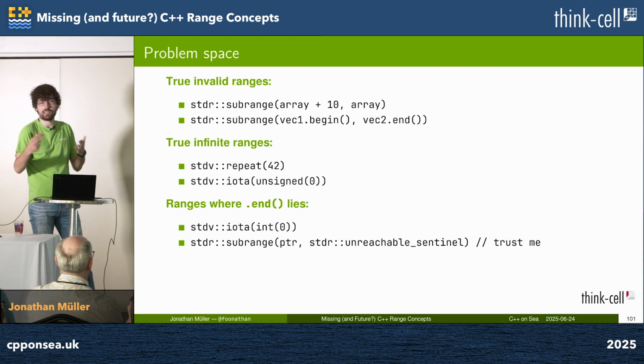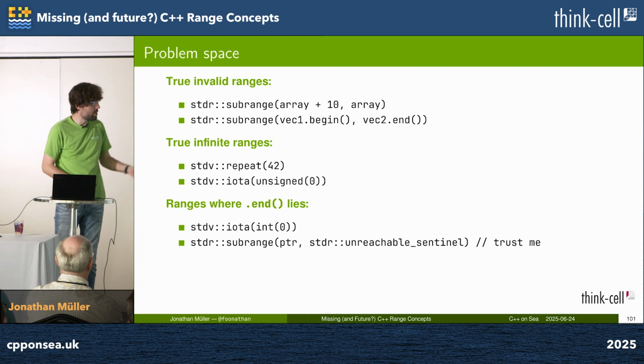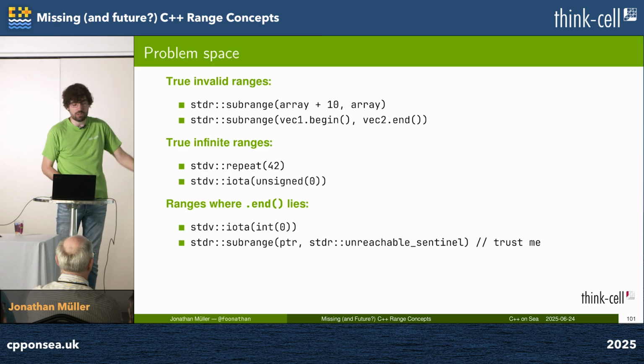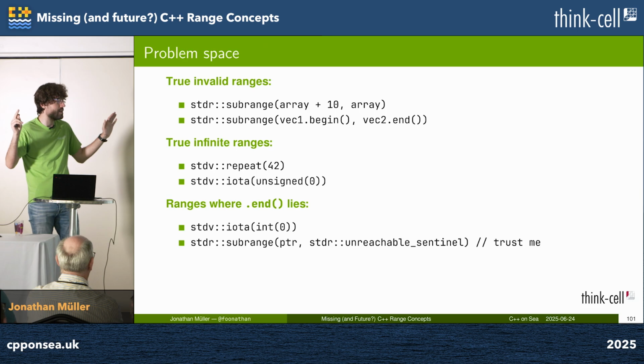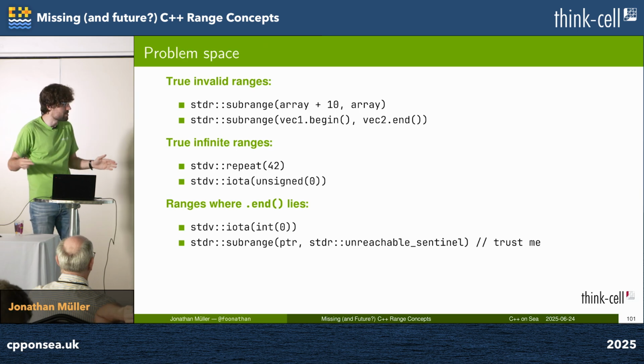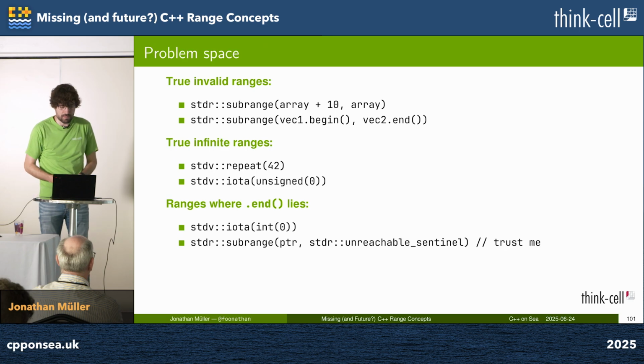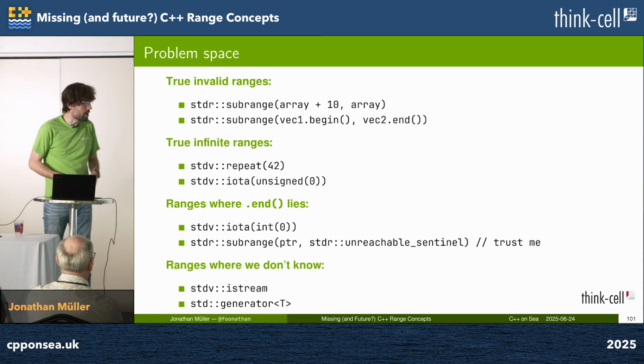It's just we pretend it is an infinite range by returning unreachable sentinel. Likewise, if you just have a pointer, you can construct a subrange manually out of this pointer and the unreachable sentinel and just say, trust me, I will only iterate as much as is valid. And these aren't really infinite ranges, it's just the end being lied about. And then we have ranges where we don't know.